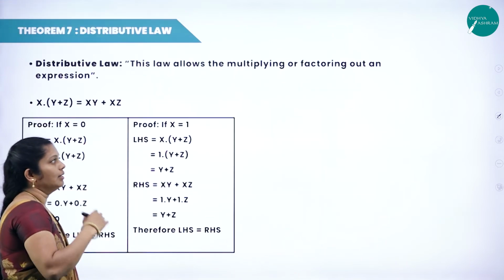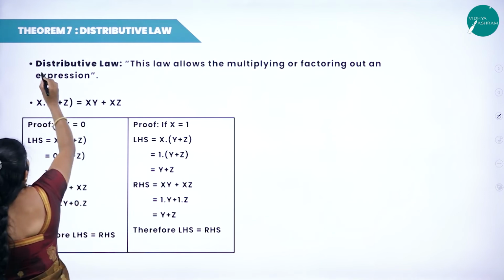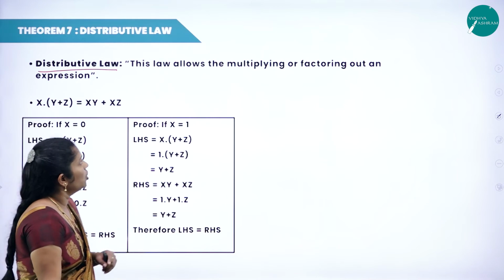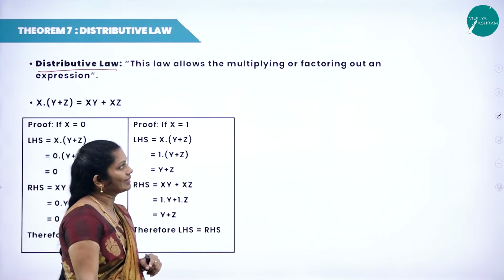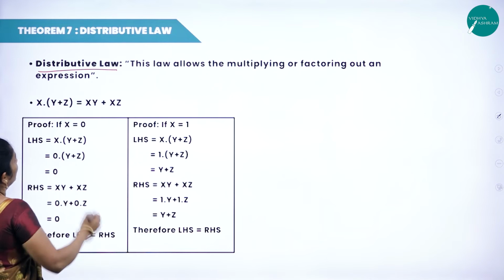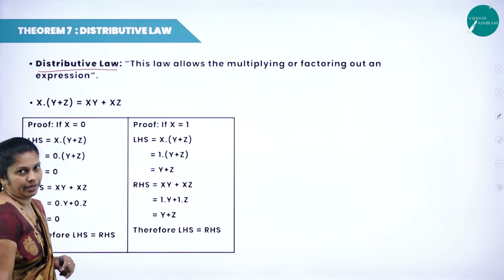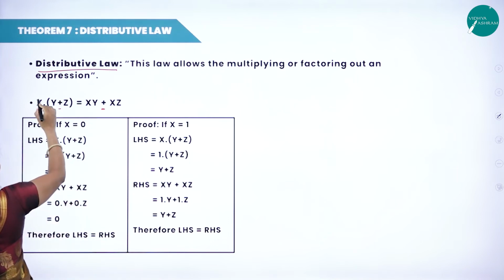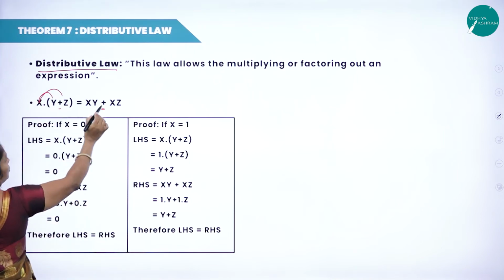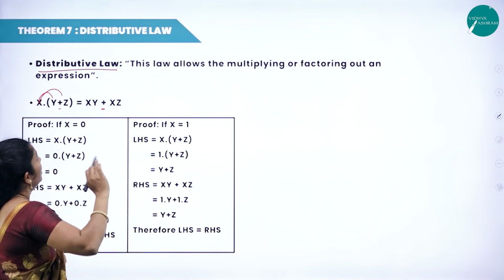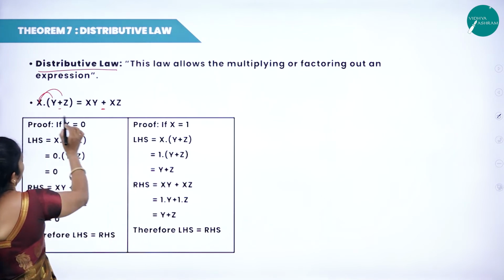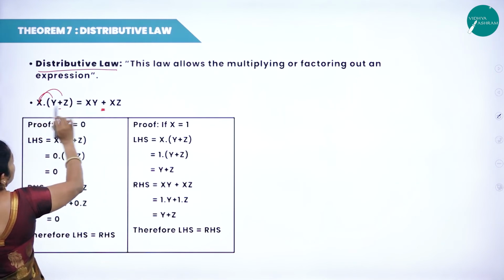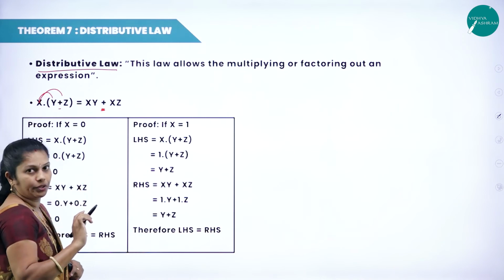Now is it clear? Next, we'll move to the next one, the distributive law. What do you mean by this distributive law? This law allows multiplying or factoring out an expression. Consider we have the dot operator here and the plus operator inside. Then this plus must come outside. How are we going to distribute here? x into y, the first part, then x into z. Now is it clear? This is your first distributive law. Whatever operator is in between, that will come here. Then x into y plus x into z. This is the distributive law.